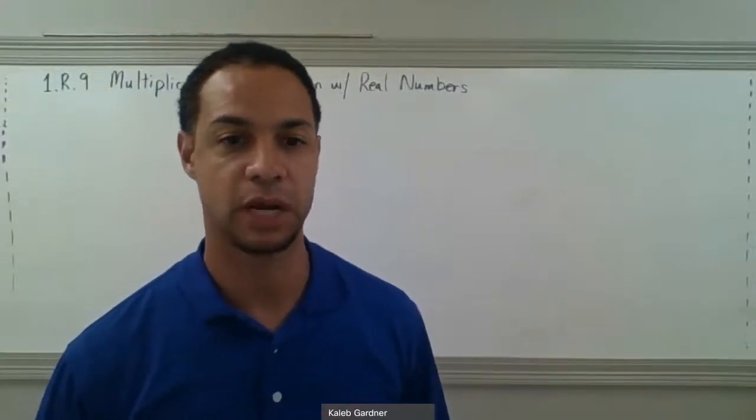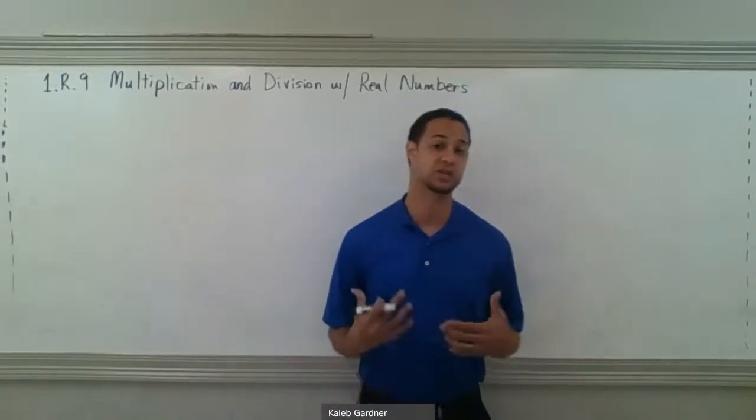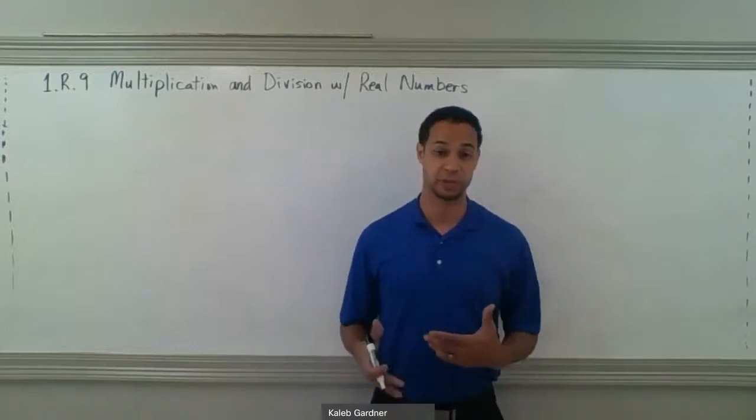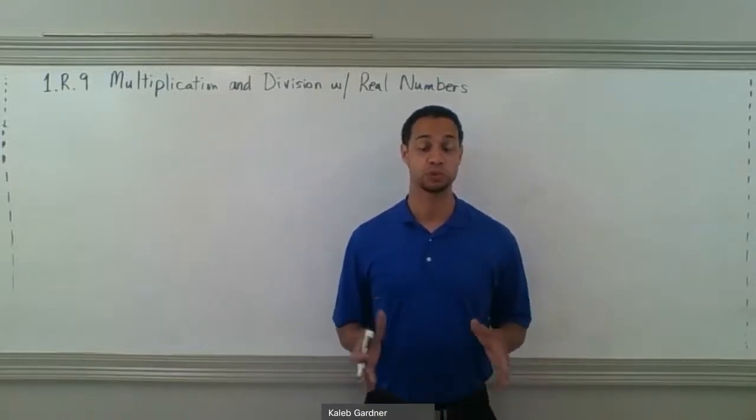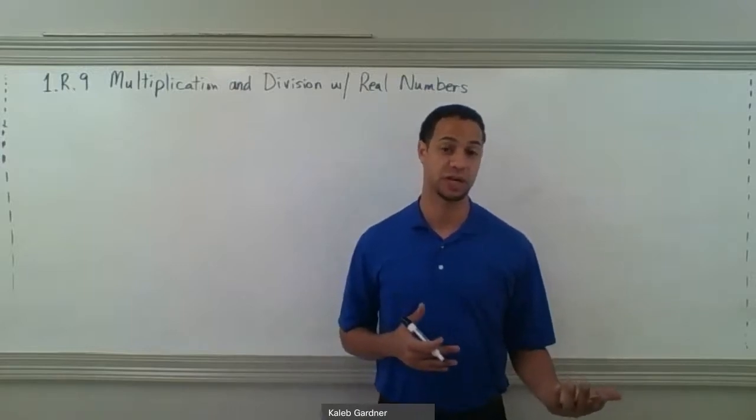All right, so hi, let's cover 1.R.9 multiplication and division with real numbers. So let's go over the rules. Multiplication and division follow the same rules regarding signs. By that I mean positive numbers versus negative numbers.